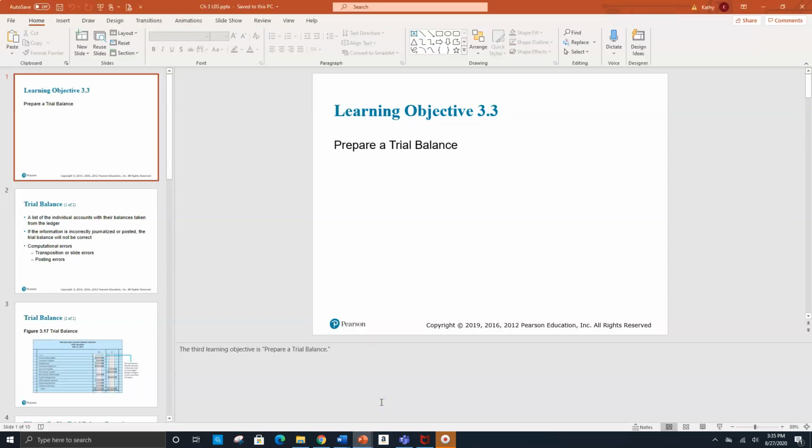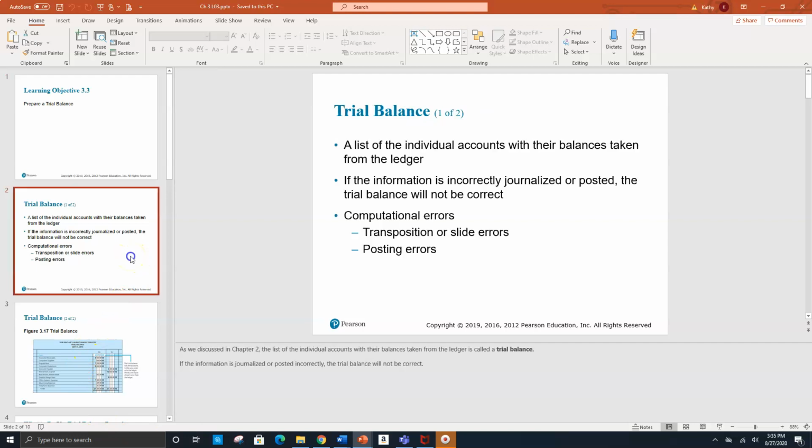Hello and welcome to Learning Objective 3.3, Prepare a Trial Balance. This is another step in the accounting cycle.